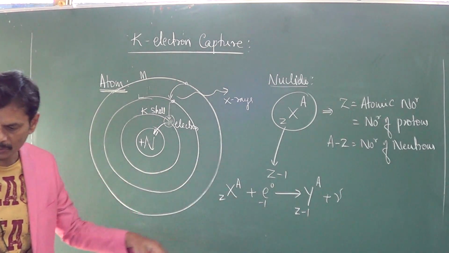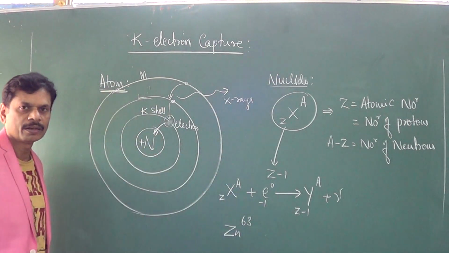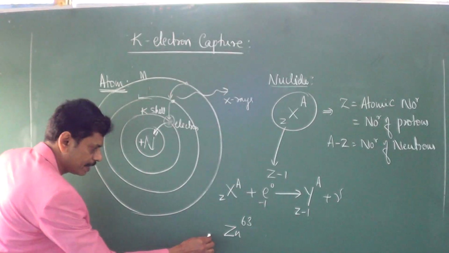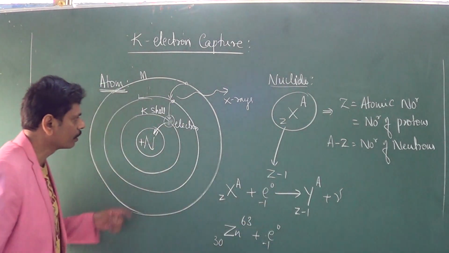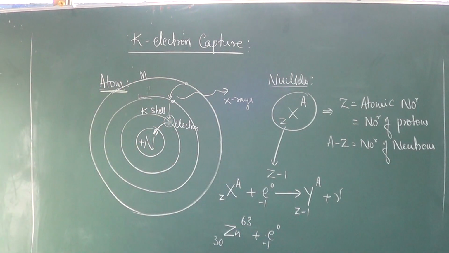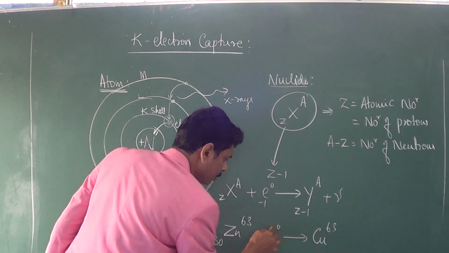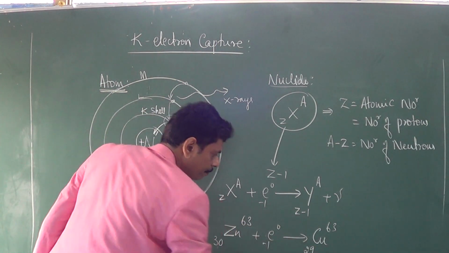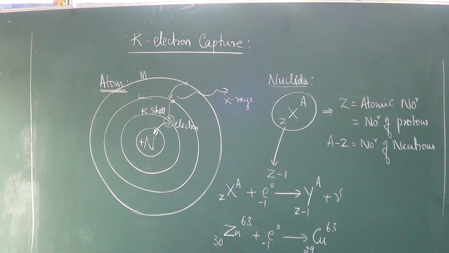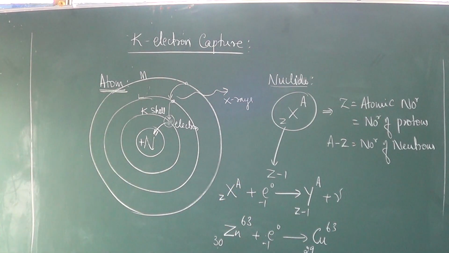Okay, a particular equation, if I want to write here, I can write zinc 63, that is the mass number. Atomic number for zinc is 30, plus an electron is absorbed here. This K shell electron, if it is absorbed here, now it is converting into copper 63, plus 0. 63 here, 30 minus 1 is equal to 29. Copper atomic number is equal to 29. This is K electron capture. This is called by the name the K electron capture. So one concept is finished, that is K electron capture.